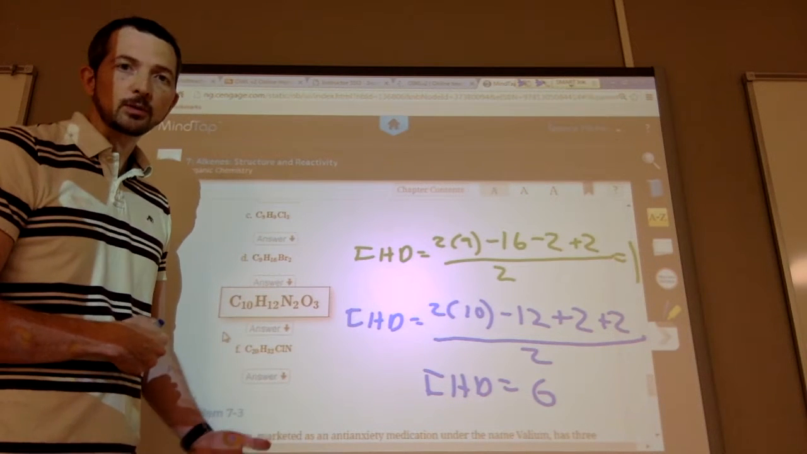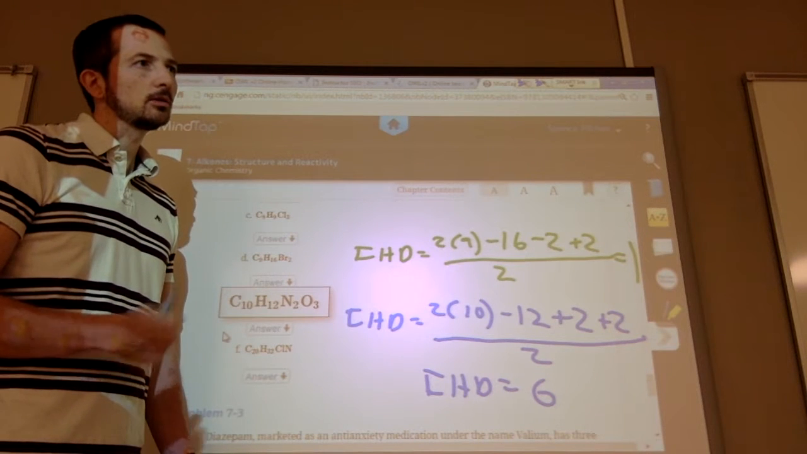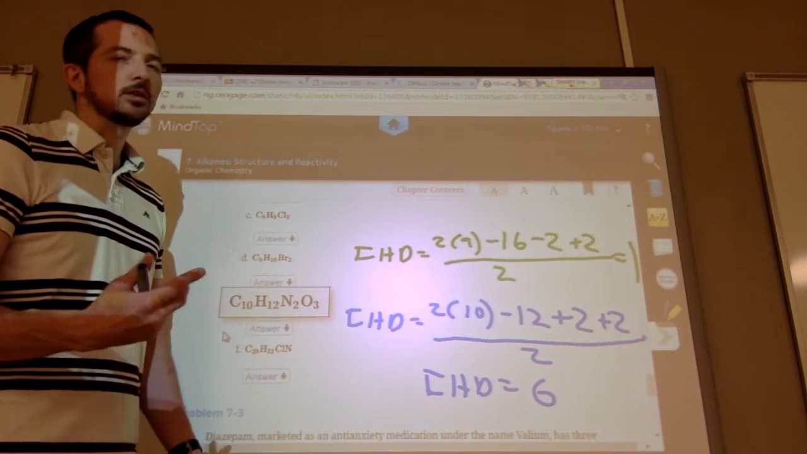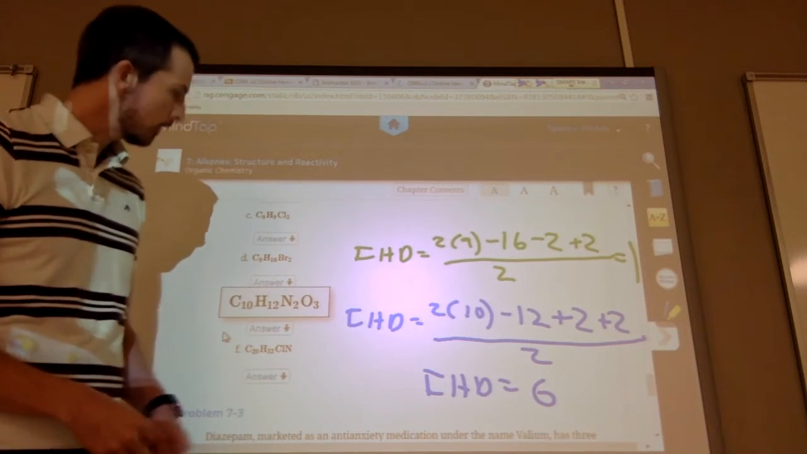So that could be 3 triple bonds, it could be 6 double bonds, it could be a triple bond, 2 double bonds, and 2 rings or something. It's just a combination of all the pi bonds and rings that are possible.